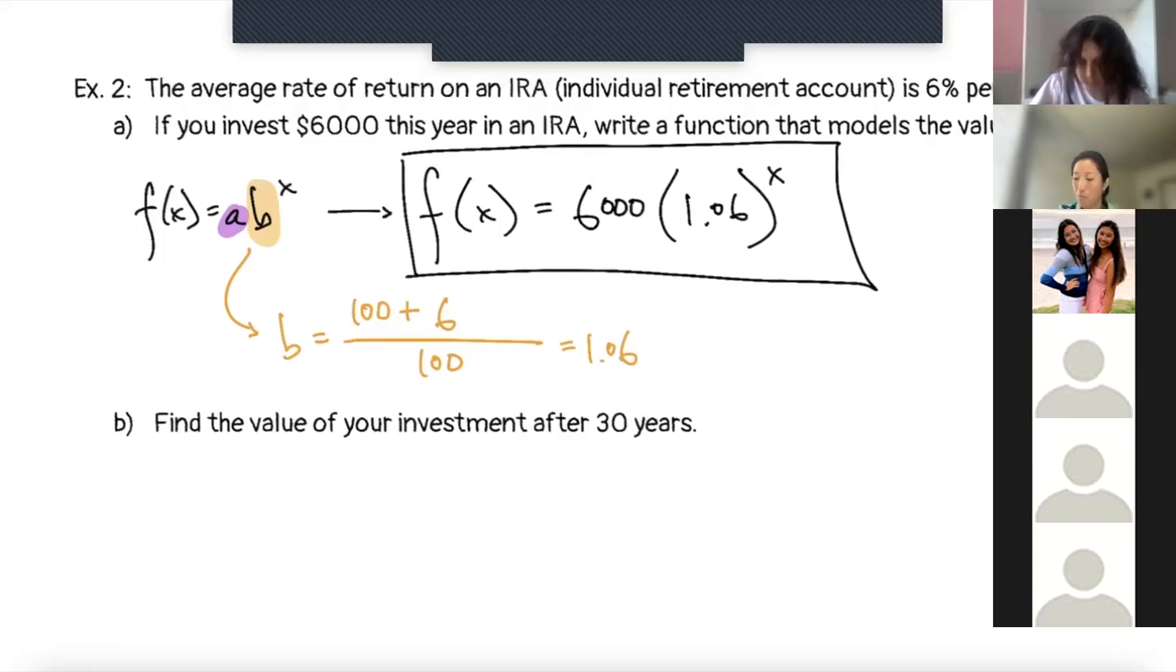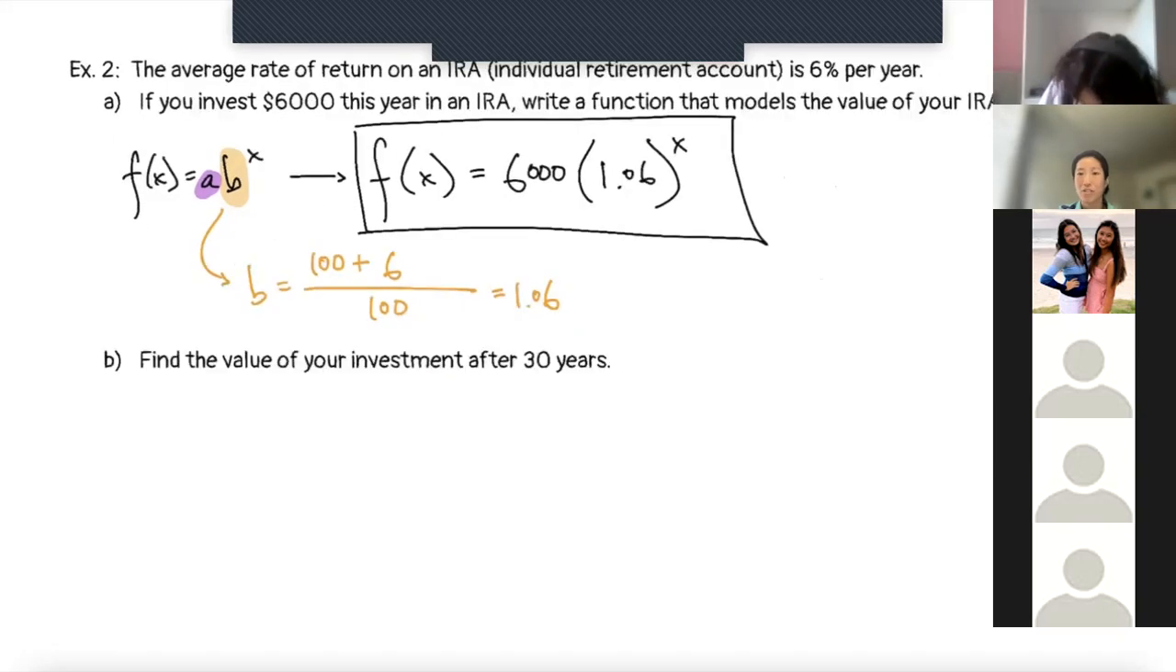All right, so remember, this is your very first year on a job. You're so excited. You put in that $6,000 and then you forget about it. And you retire 30 years later. And as you retire, you're like, oh my gosh, I put in that $6,000 30 years ago. I wonder how much money I have now. Okay.